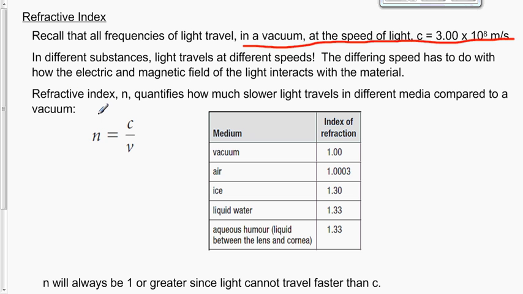And we're going to call that quantity of how much slower light travels in different media the refractive index. And again, you should have talked about this in grade 10 science. The defining expression for refractive index is n, which is refractive index, is c over v. N is refractive index, c is the speed of light, and v is just the speed of light in that material.